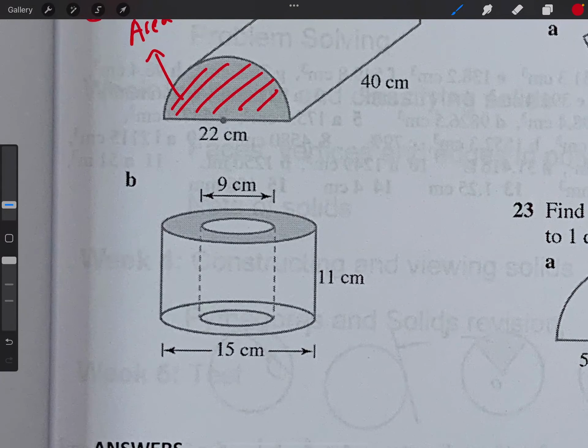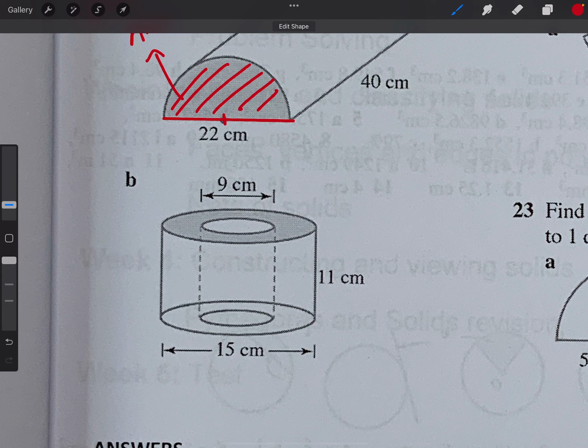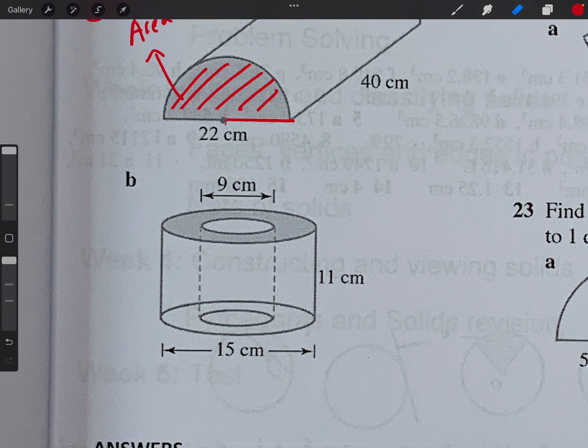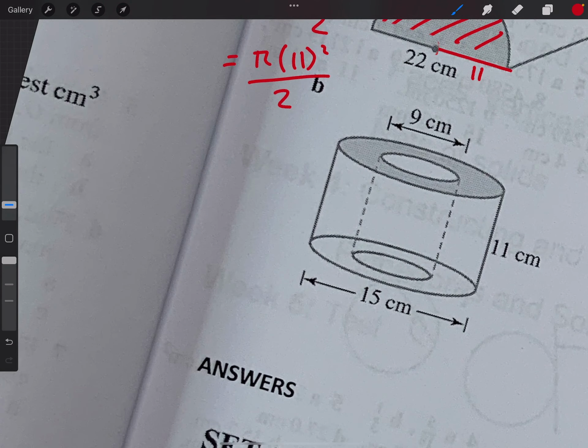And now we're going to find the area of this. The diameter is 22, which means the radius is half of the diameter, so the radius must be 11. The area is equal to pi r squared, but we divide by 2 because it's half a circle. So that's pi times radius, which is 11 squared, divided by 2. 11 squared is 121, so the area is equal to 121 pi over 2.